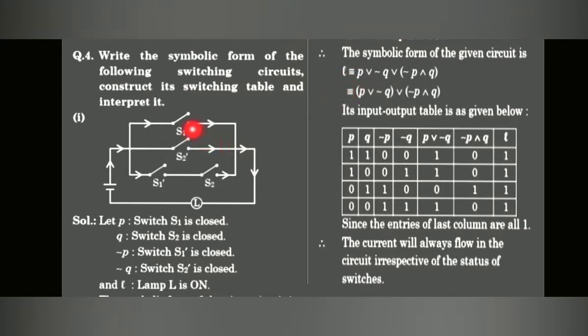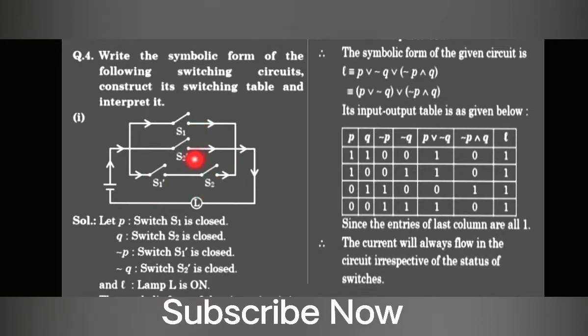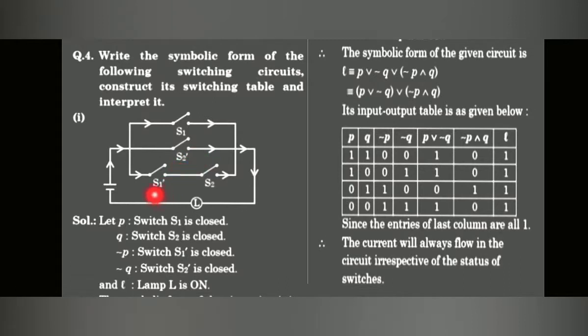The symbolic form is: this is P, S1 means statement P, S2 dash is negation Q. This is negation P and Q. P or negation Q, or in bracket negation P and Q. See here, this is the symbolic form of this statement. Now write this statement as: in bracket P and negation Q, or negation P or Q.